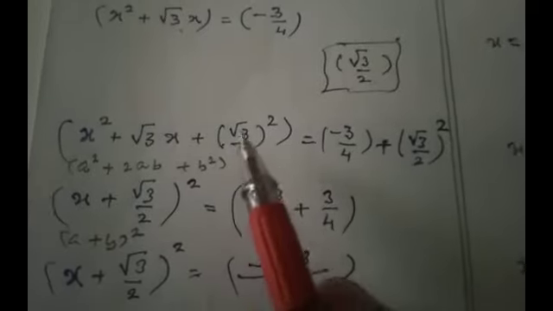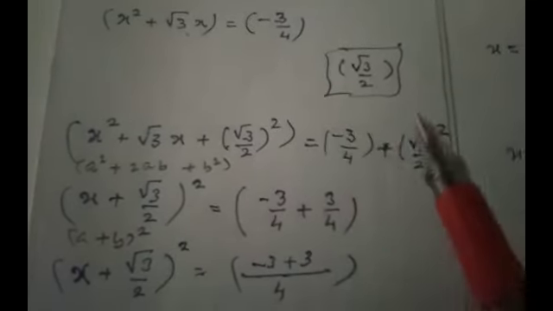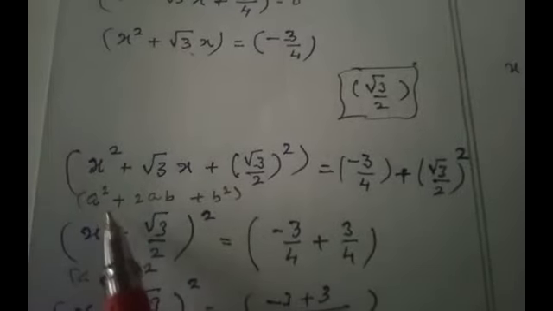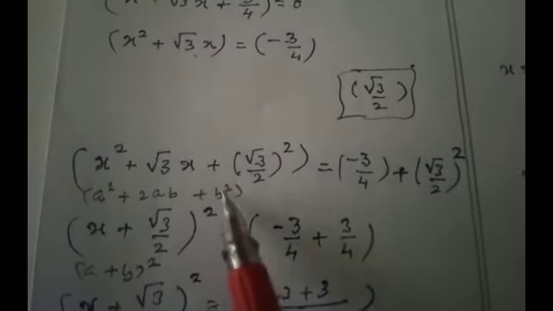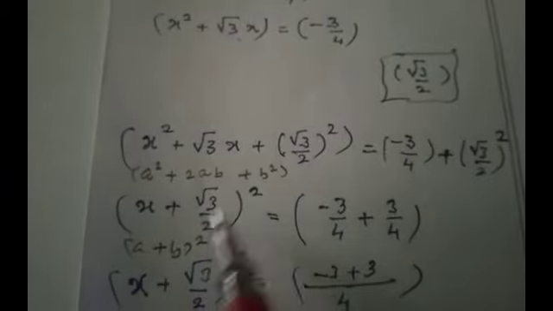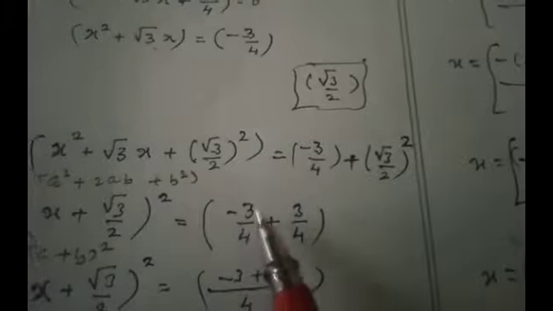So this is square root of 3 by 2 the whole square, and similarly for the right hand side, square root of 3 by 2 the whole square. So we have to add on both sides. Now it becomes the a square plus 2ab plus b square form, which means this is a plus b the whole square. So a is x and b is square root of 3 by 2, the whole square. And here it is minus 3 by 4.